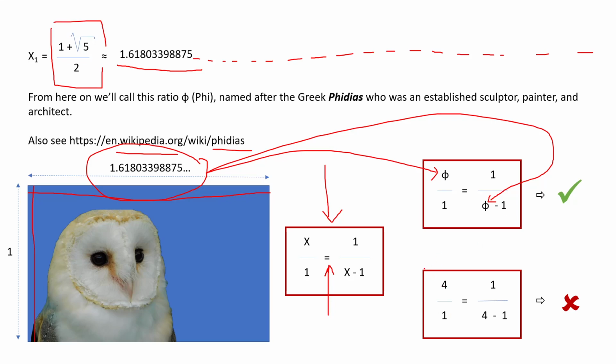For example, if you plug in the number 4 rather than phi, you get 4 divided by 1 is 4, if I'm not mistaken. And that equals 1 over 4 minus 1, which is 1/3. That doesn't look right. 4 is not the same as 1/3, so this is definitely not okay. But the phi one is. So that makes it special.